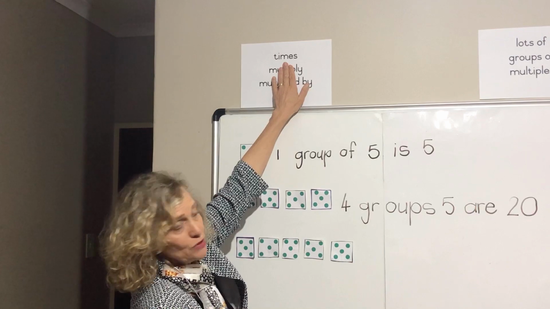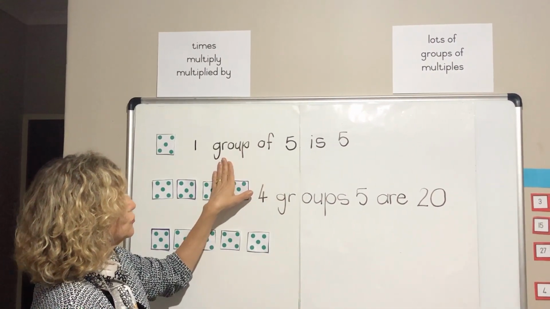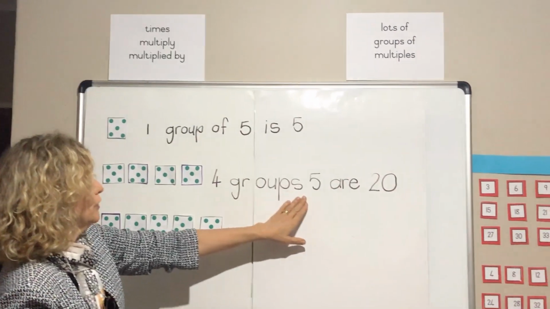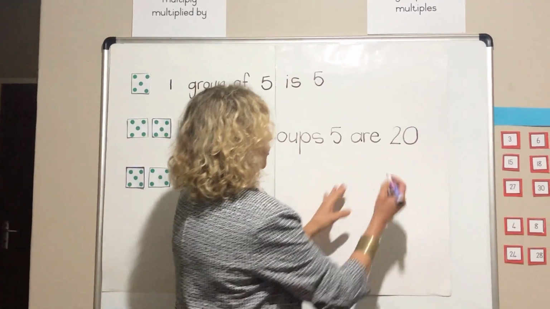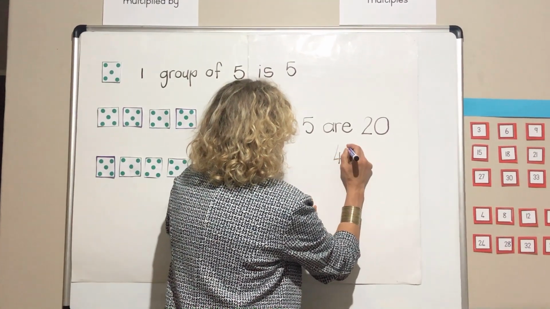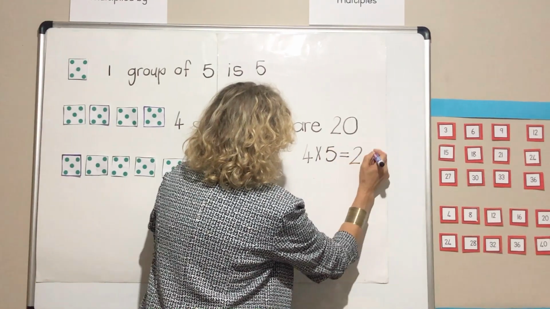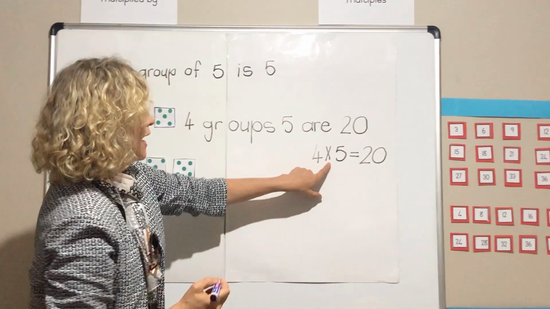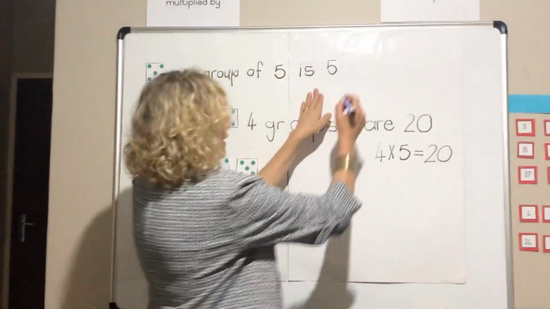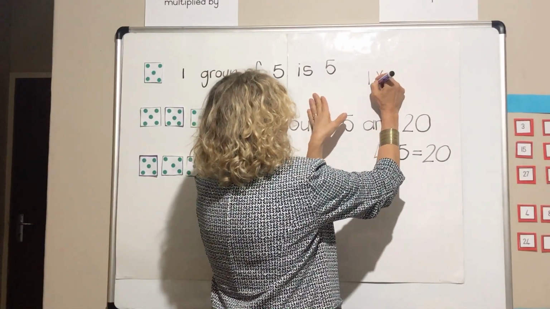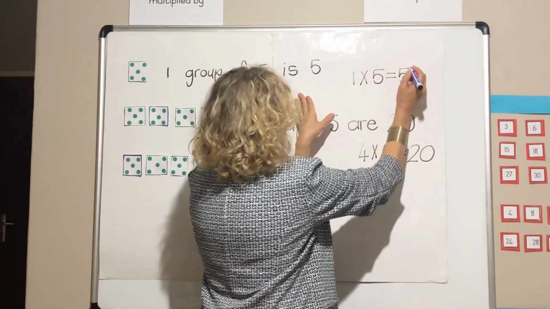You could say times or multiply. The word times actually replaces the words group of or groups of. So instead of saying 4 groups of 5 are 20, we can say 4 times 5 equals 20. And that's where the word times comes in. Can you see? 1 group of 5 is 5. 1 times 5 equals 5.